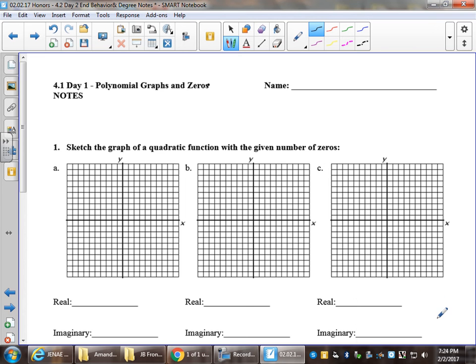Hello everybody, this is a quick video on this worksheet for polynomial graphs and zeros. It goes with the day one notes that we were working on in class. And we're going to jump right into number one. Number one says, sketch the graph of a quadratic function with the given number of zeros. So I'm actually going to give you how many zeros each graph will have.